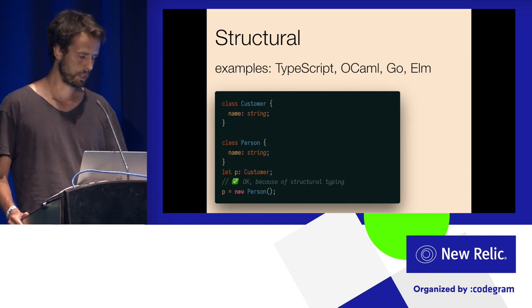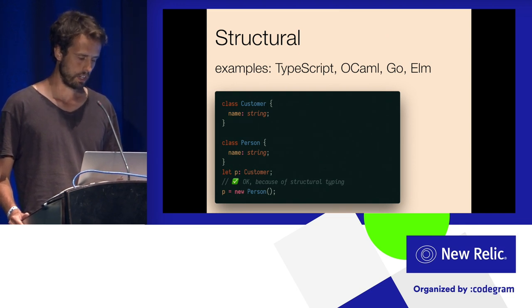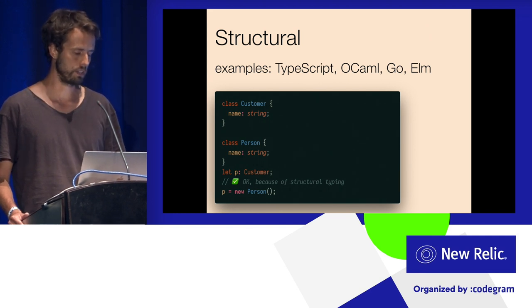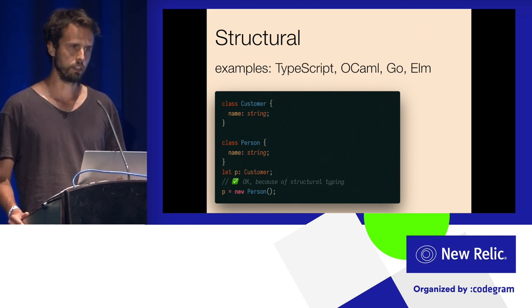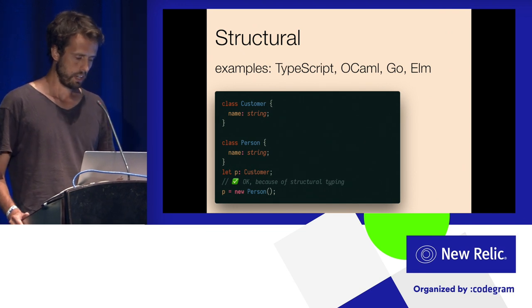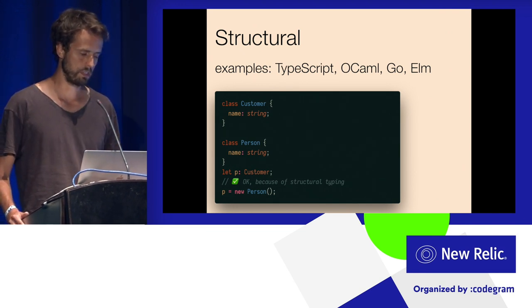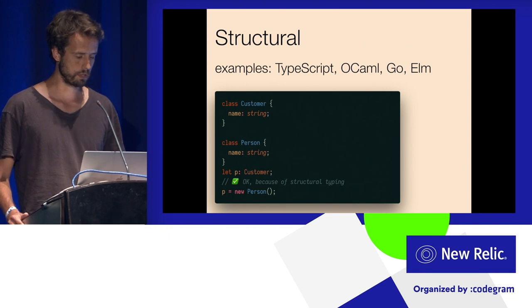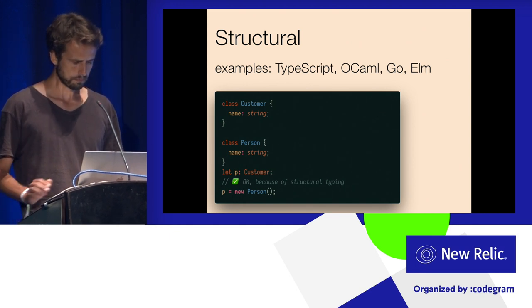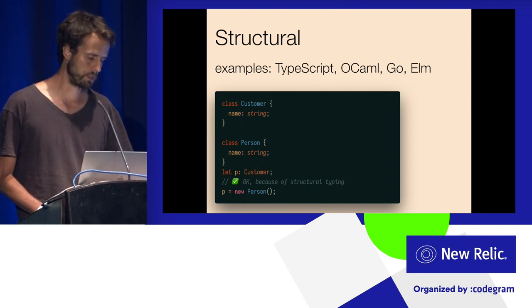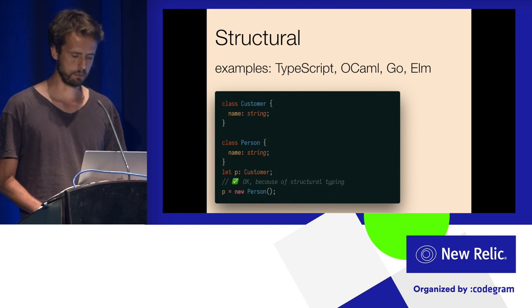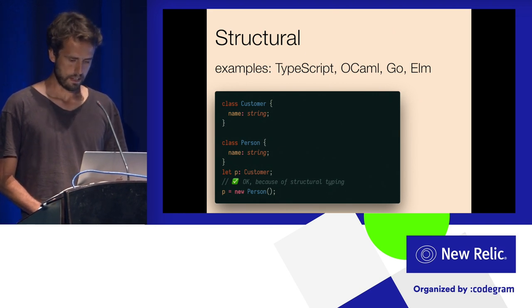On the opposite, in structural typing like TypeScript, OCaml, Go, or Elm, the structure is the important thing. So you see the same example: Customer and Person, the same fields. We say that the p is supposed to be Customer type, and we can initialize a new Person as the p, and the compiler will say it's okay because the structure is the same. And the functions which are supposed to use Customer type can use this instance of Person type because the fields are the same.